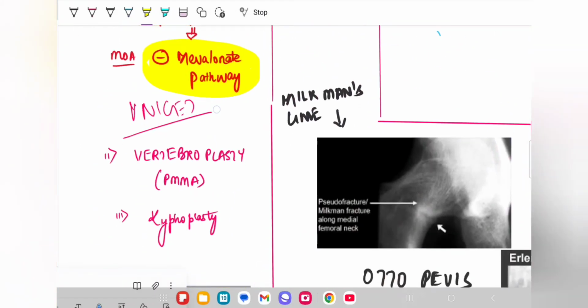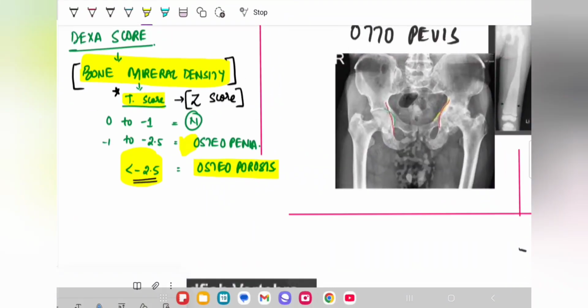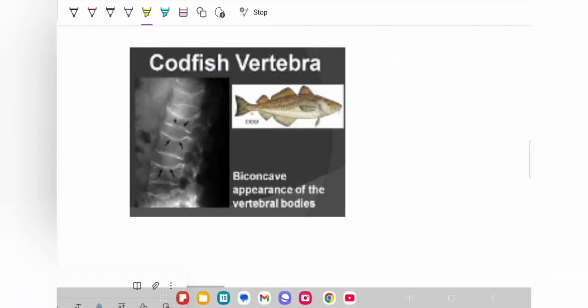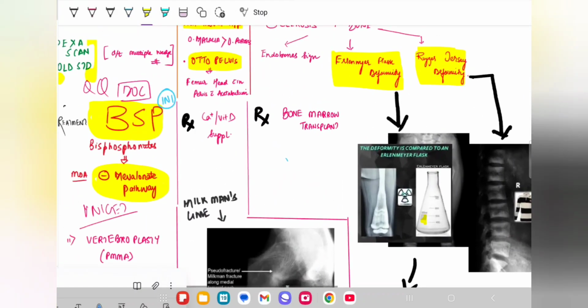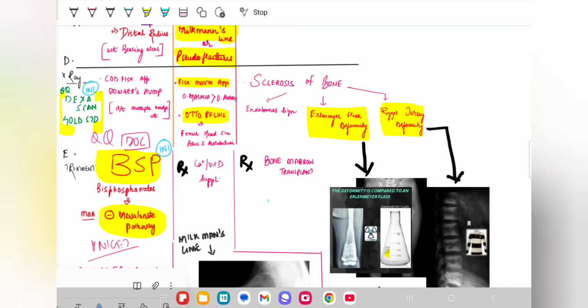Okay, the codfish appearance usually looks like this. The thing is, codfish appearance is found in both osteomalacia and osteoporosis. If both are in the options, we have to go with osteomalacia. So that is not an important thing.